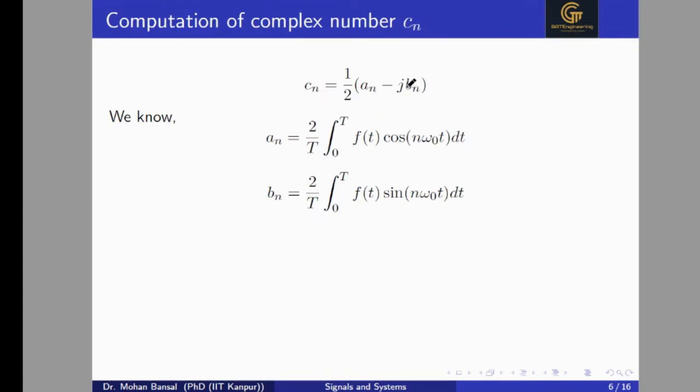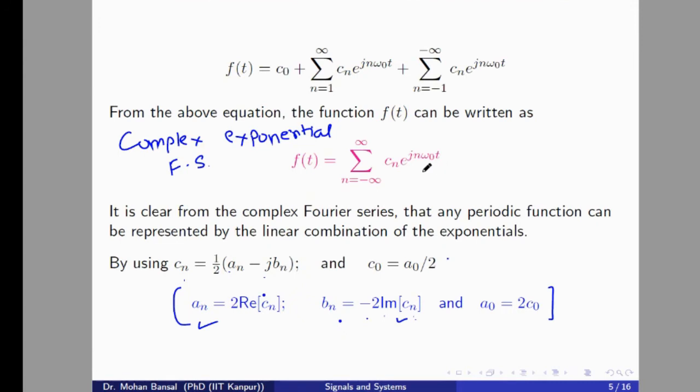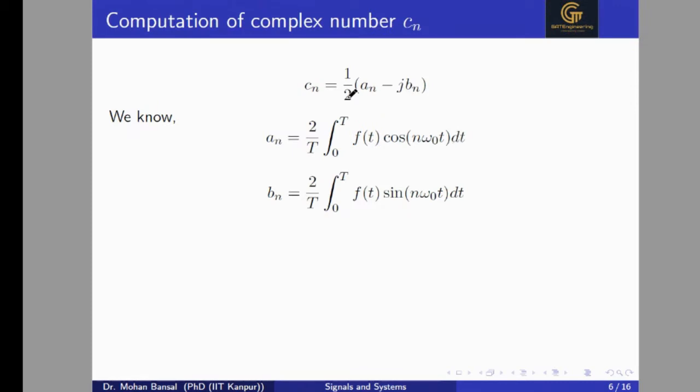So this is the expression we got for the complex Fourier series. But for representing a complex Fourier series, we should know how to find c_n. How will we compute c_n from the given signal f(t)? For that, we'll represent c_n equal to half of (a_n minus j b_n), and we know a_n is nothing but 2 divided by T times the integration of f(t) cos n omega naught t, and b_n is nothing but 2 divided by T times the integration of f(t) sin n omega naught t.